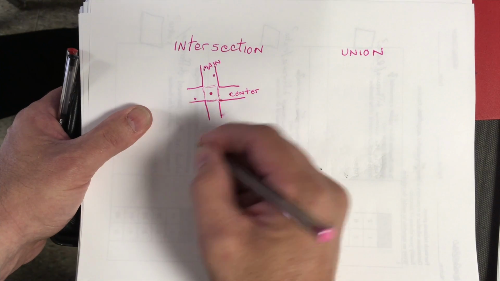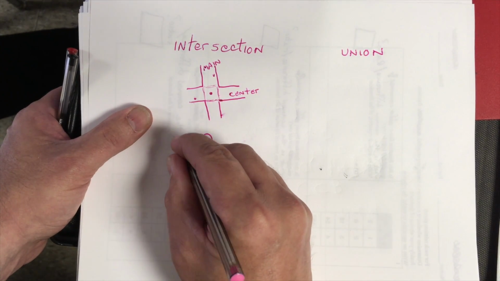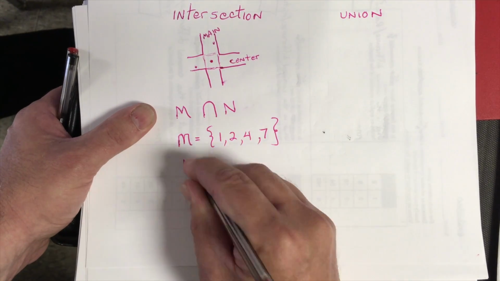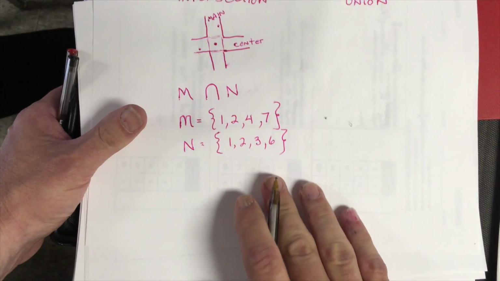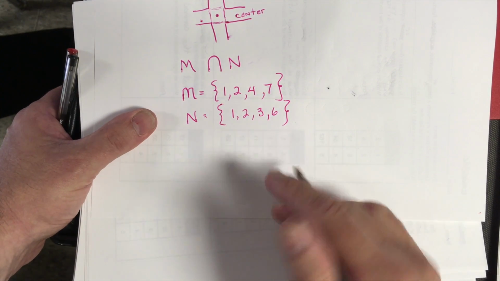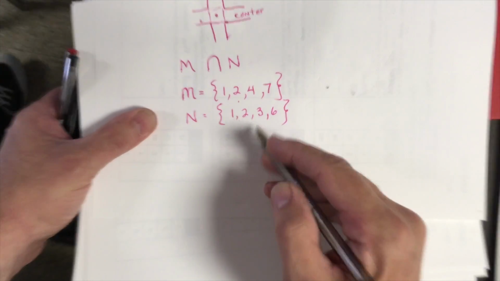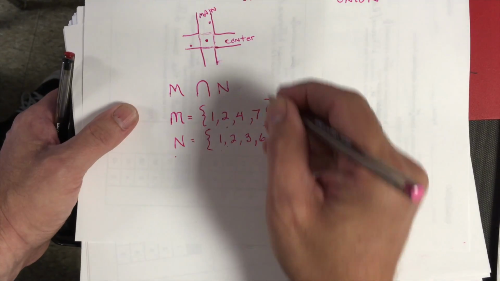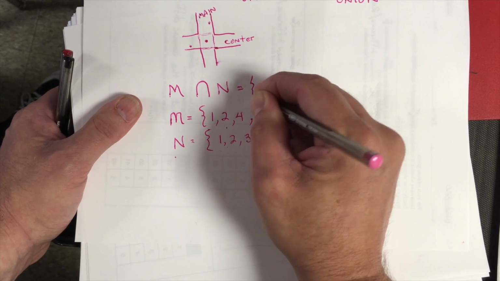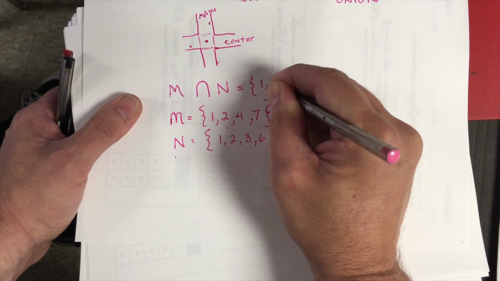Let's do a couple of new sets. Let's say M and N. Okay? The intersection would be the part that actually belongs to both of these sets. So in this case, the intersection would be the set 1, 2. Okay?